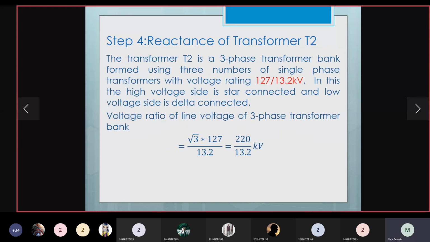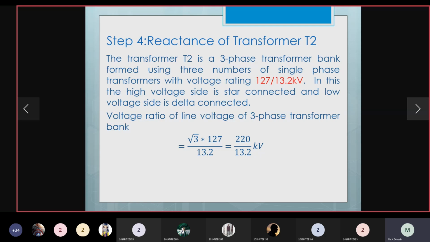So next is the reactance of transformer T2. As I explained in the question, your T2 is made up of 3 single phase transformers. So 3 windings are used to form a 3-phase transformer bank. So the voltage rating is 127, where the primary is star connected and the secondary is delta connected. So I multiply with root 3. So root 3 into 127, you get approximately 219.99. So the ratio is 220 by 13.2 kV. Clear? So now I am estimating my X per unit new for the transformer.